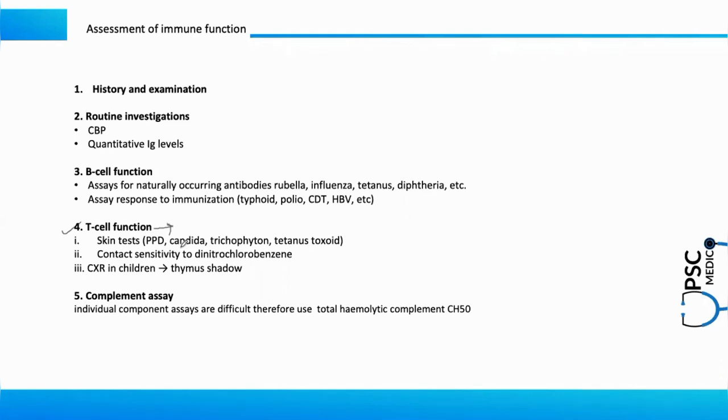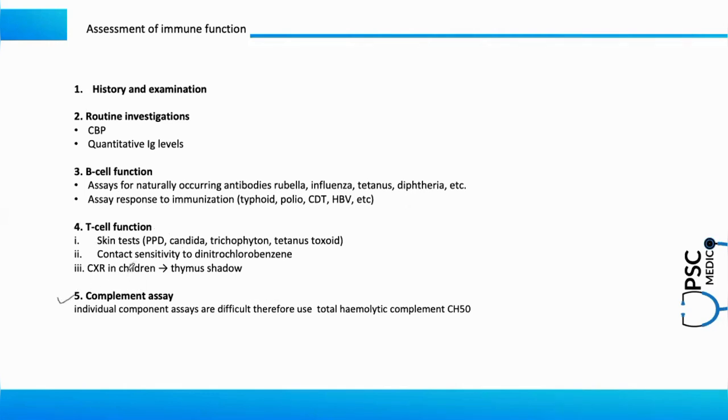T cell function can also be assessed by looking at the thymic shadow by doing a chest X-ray in children. Because in some patients there is DiGeorge syndrome, you will see thymic aplasia. So in those cases, you have to do a chest X-ray to look for the lack of thymic shadow in a child. And complement assessment, yes, there are some conditions in which you will see complement deficiencies.